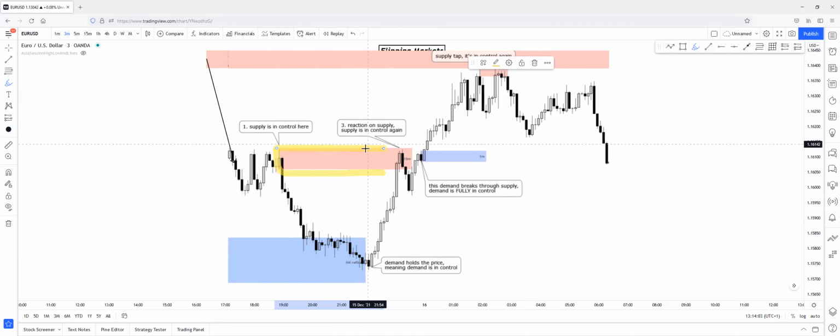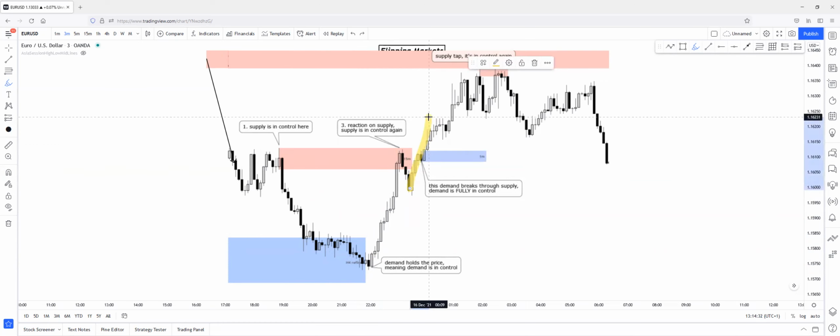But it isn't a full control because, as you can see, we still have this supply zone up here. And if price taps into this supply zone and reacts on it, supply will be in control again. If price breaks through this supply zone, demand will be fully in control. But in this region between the demand and the supply zone, demand will be just partly in control. Okay, as you can see, demand was partly in control, reacted on this supply zone, had a rejection, which means supply took over control from demand again.